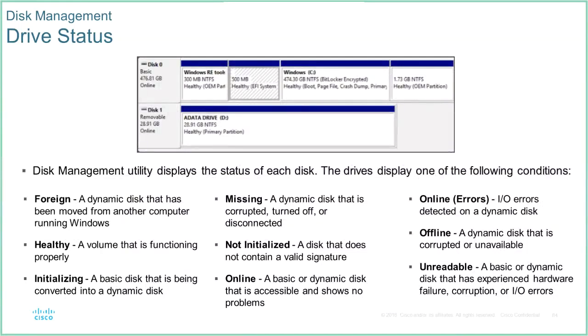Foreign: a dynamic disk has been removed from another computer or added non-initialized, so Microsoft doesn't recognize the drive. Healthy, offline, online, so you can have various states of the drives. Unreadable, in other words, Microsoft cannot read the drive, which doesn't mean it's actually totally corrupt, just means Microsoft can't read it.